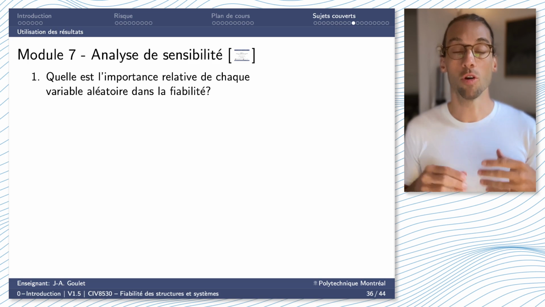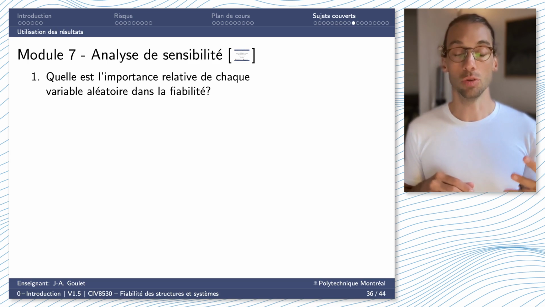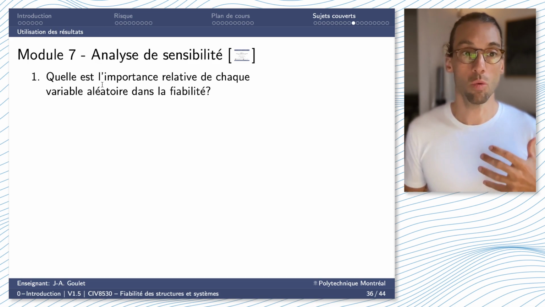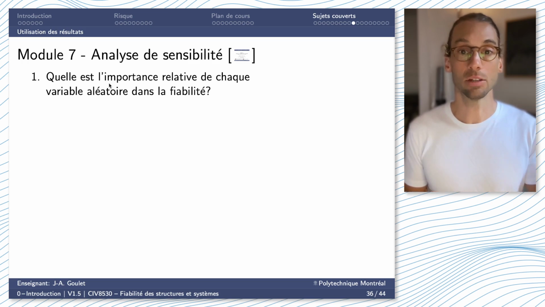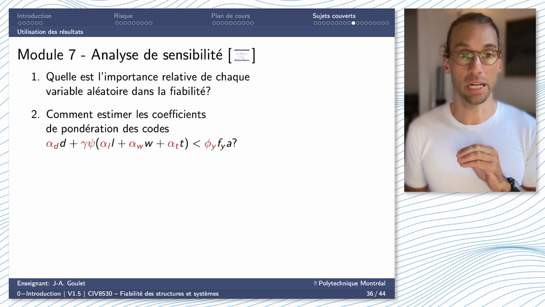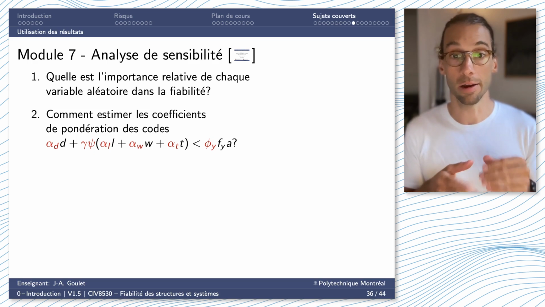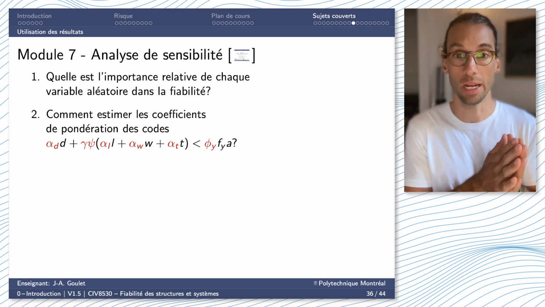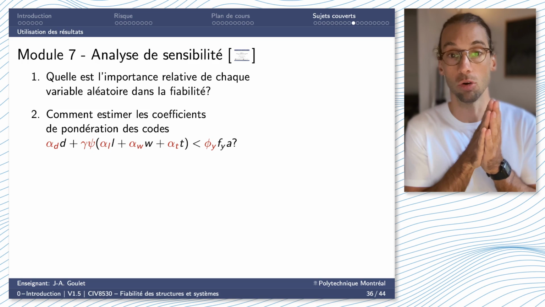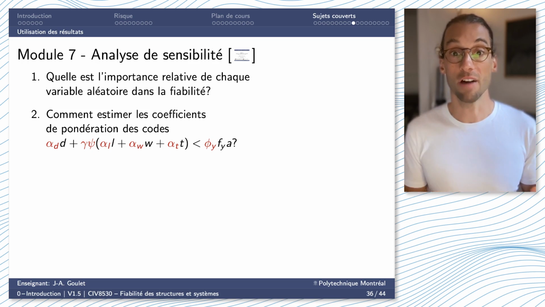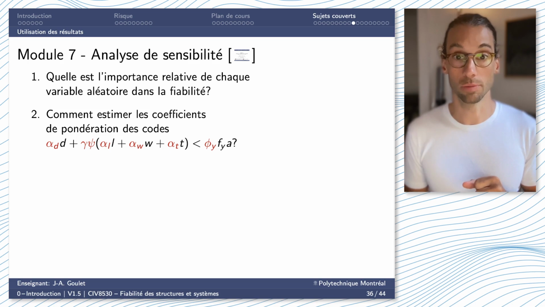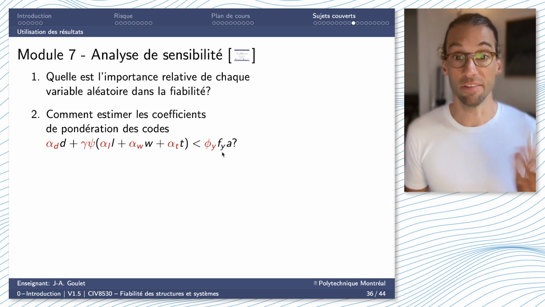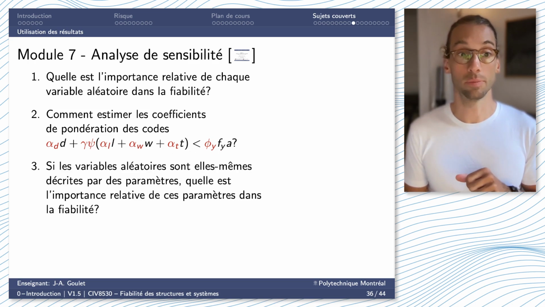So how can we perform sensitivity analysis using the analysis we've already performed, say, with FORM? We want to know the relative importance of each random variable in my reliability analysis. Then we're going to see how coefficients available in codes, either to weight up the solicitation or weight down the resistance, are defined in construction codes. Okay, so how are these alpha, gamma, psi, and phi calibrated?